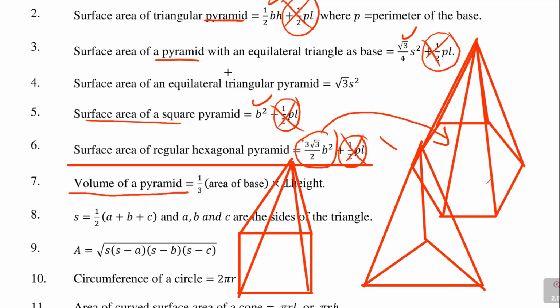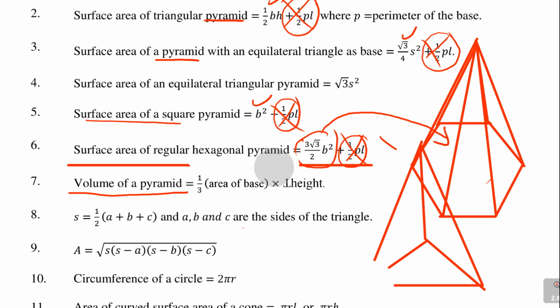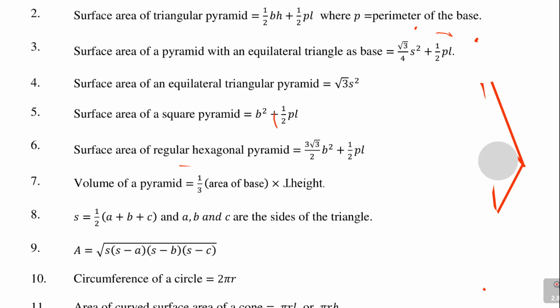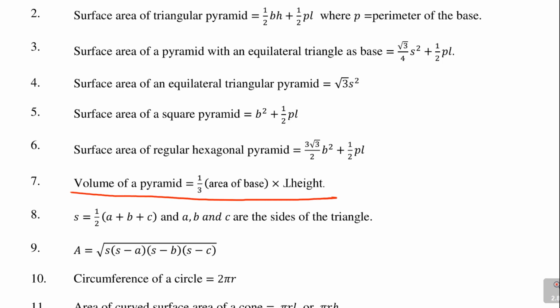You see, that's why here they are saying surface area of a pyramid with an equilateral triangle base, surface area of an equilateral triangular pyramid, surface area of a square pyramid. So all these are different pyramids. Okay, so now what you need to focus on is the formula for the volume. Why? Because we know already the volume of this pyramid, so we can focus on this formula. Volume of a pyramid, which is 1/3 area of base times perpendicular height.